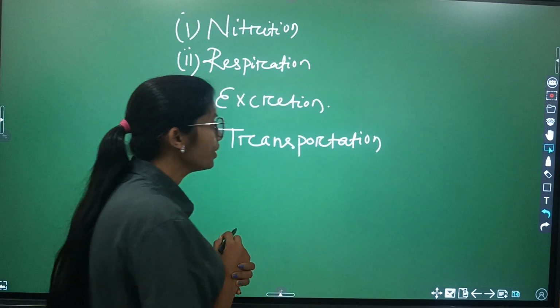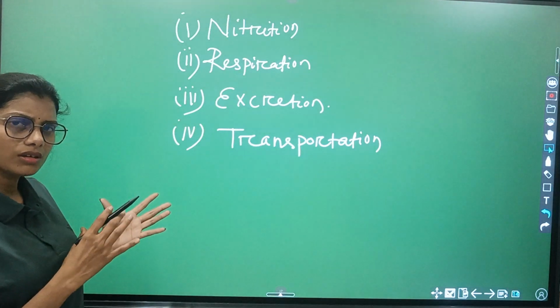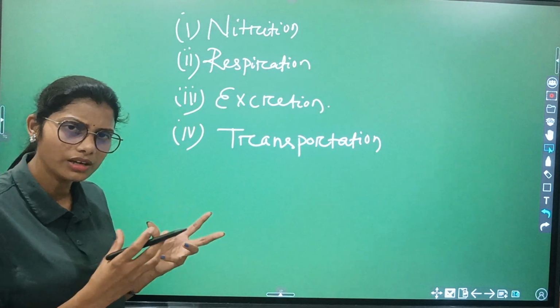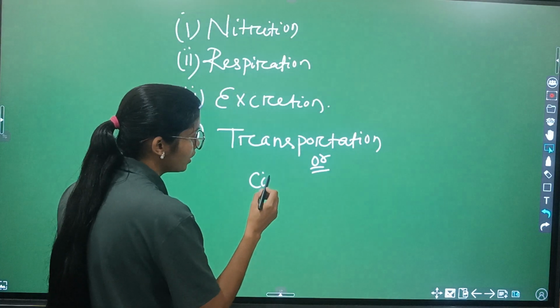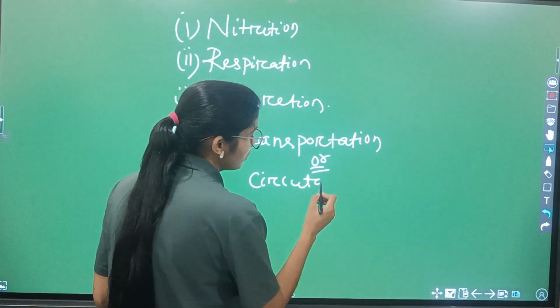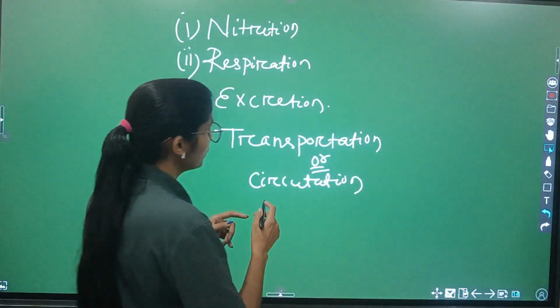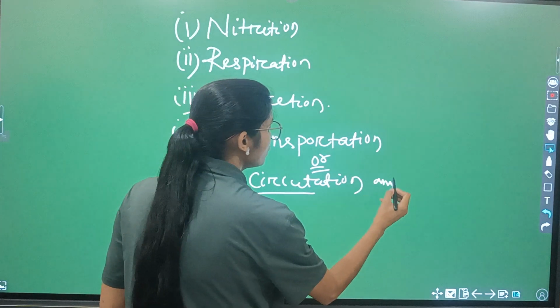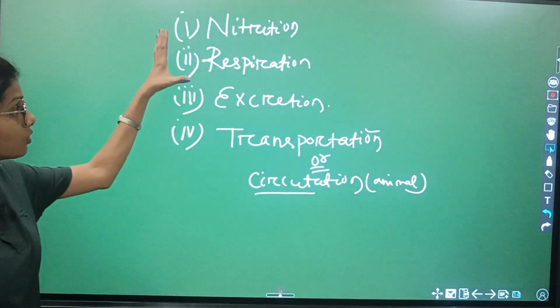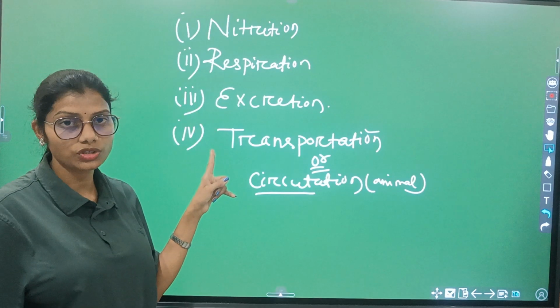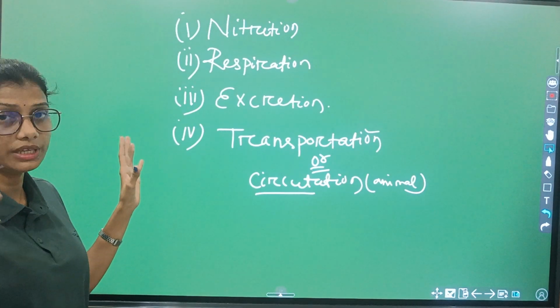In case of animals, it is also called circulation, and in case of plants, it is called transportation. So this is all about the 4 life processes, which we will discuss in the next classes.